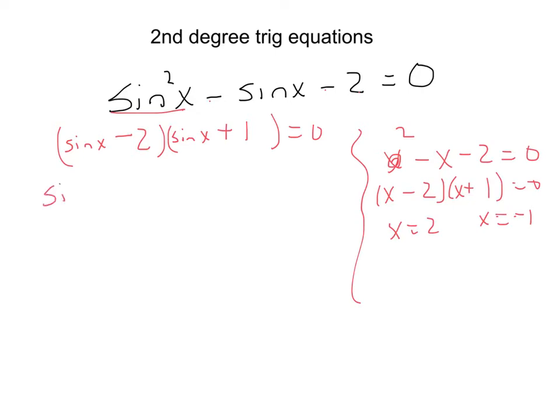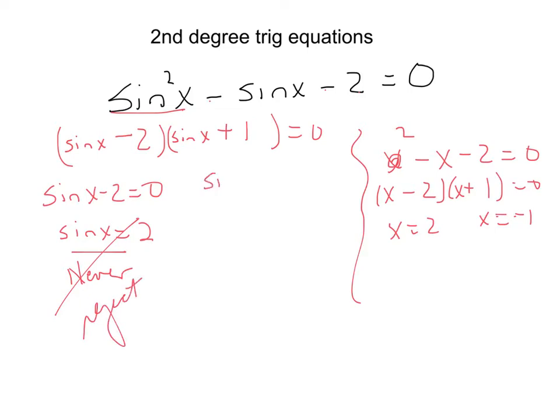So if the sine of x minus 2 equals 0, that means that the sine of x equals 2. Well, you know what? This never happens. Sine of x isn't 2. Sine of x oscillates from negative 1 to 1. So I'm going to reject this. This one here, if the sine of x plus 1 equals 0, then the sine of x is negative 1. Now when I put this into my calculator as an inverse sine of negative 1, the calculator is going to tell me negative 90 degrees.